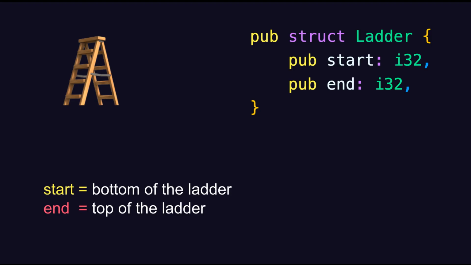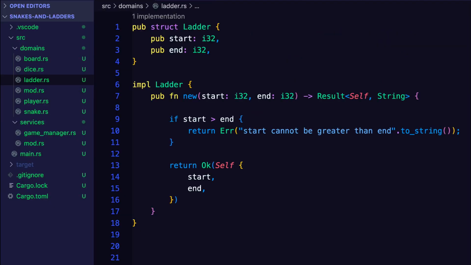Ladder is very similar to the snake. The main difference here is that the end position is greater than the start, since we move up the ladder from bottom to top. In the code, we have accordingly added the validation here as well.